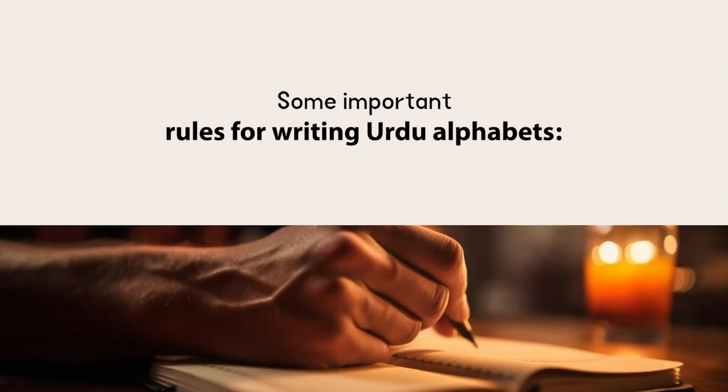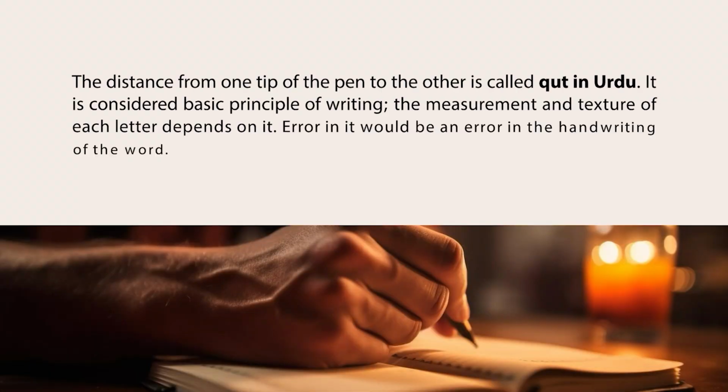Some important rules for writing Urdu alphabets, and you have to remember this. The distance from one tip of the pen to the other is called kat in Urdu. We call it kat when we write.